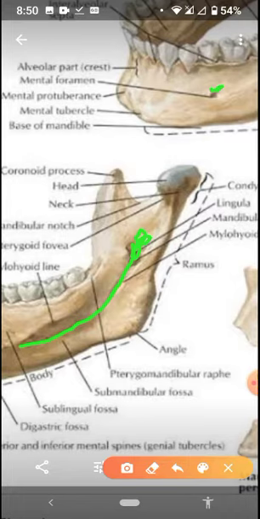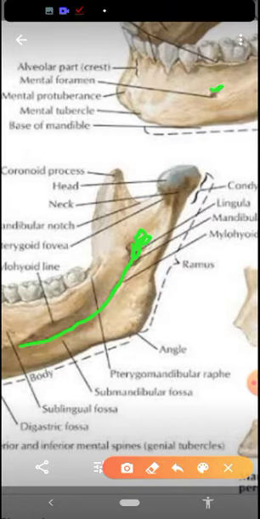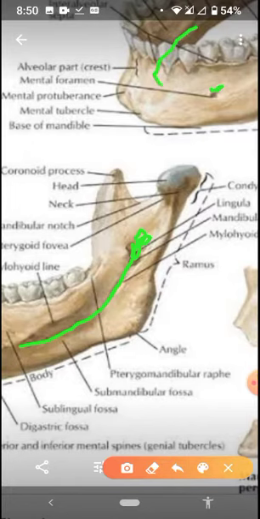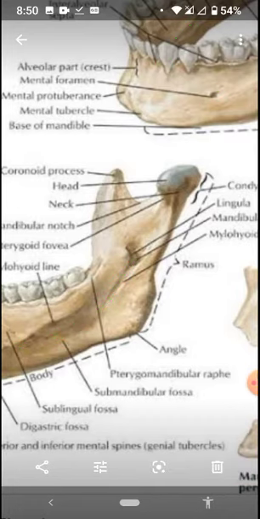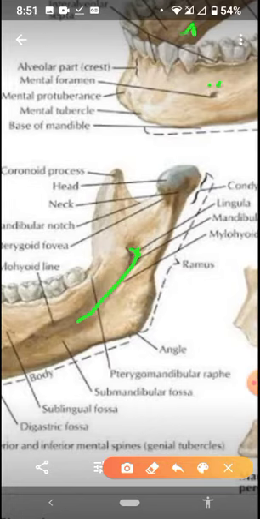If we move, this is another view. In this view, we will see that, moving from here and coming over here, what I told you is that coming out of the mental foramen are the inferior alveolar vessels and nerve. These vessels and nerves move from the foramen through the canal. Let me draw it over here. Suppose this is the foramen, this is the mandibular canal, and this is the mental foramen.